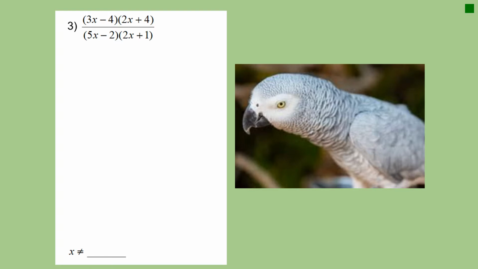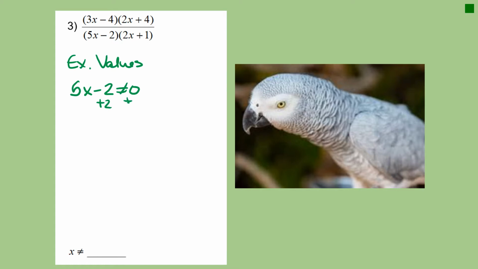Yeah, yeah. What are the excluded values? What are they? Let's find those first, before we cancel. When you're doing the excluded values, you do not care about the numerator at all. We only care about the denominator. So 5x minus 2 cannot equal 0.